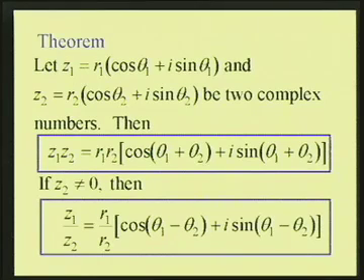When we want to divide the complex number z1 by z2, we would divide the magnitude or the modulus of the complex numbers and then subtract the arguments.